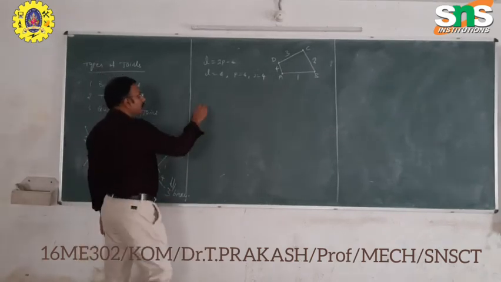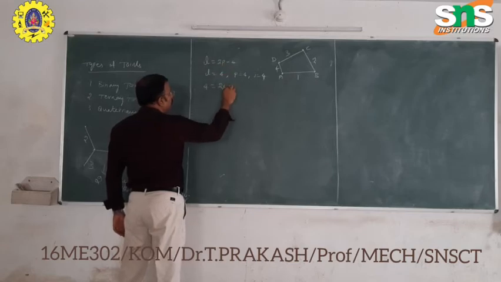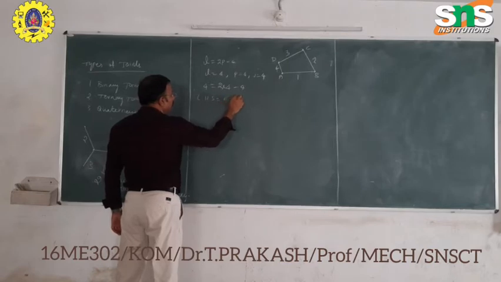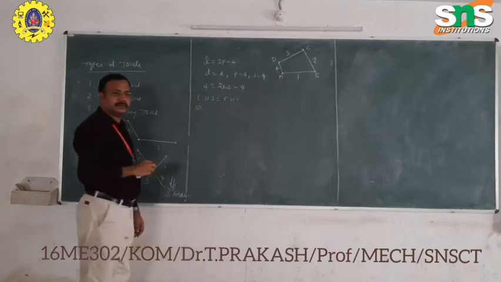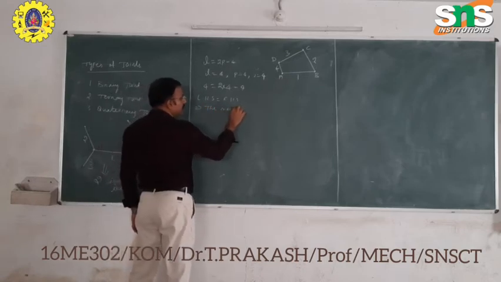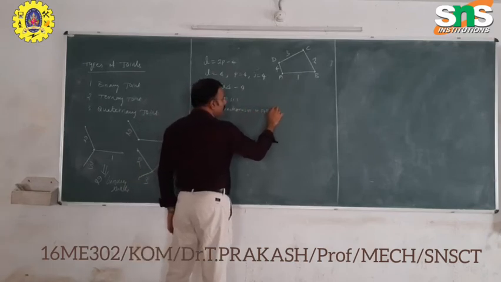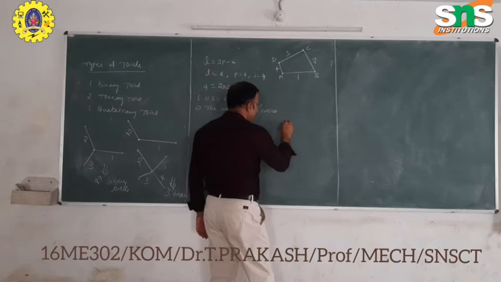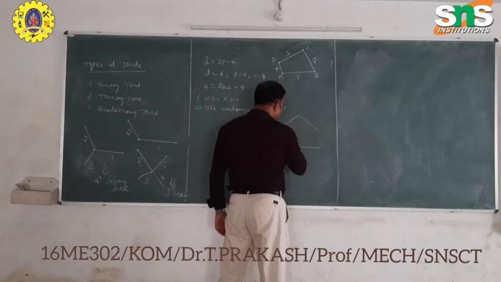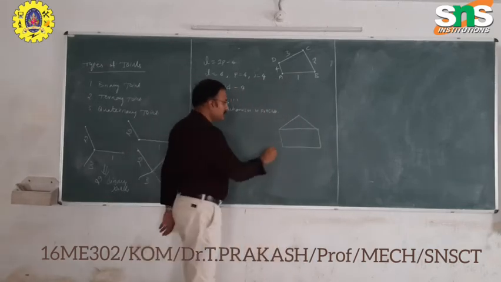It is binary. Therefore, you apply here L equal to 2p minus 4, that is 4 equal to 2 into 4 minus 4. Therefore, the left hand side is equal to the right hand side. The mechanism is possible here with 1 degree of freedom. Now take, for example, the same 4-bar mechanism with another link attached here. You can see the links. You mark the links.